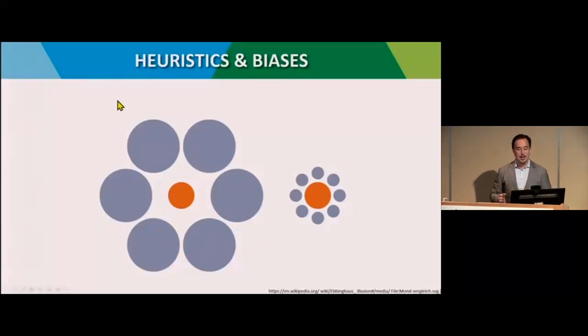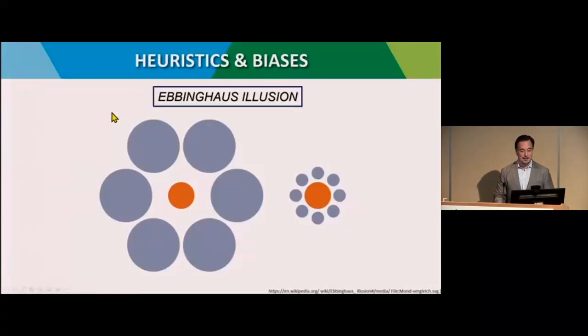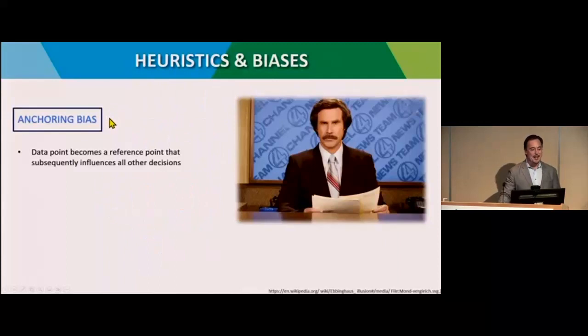If we look at this picture, as you look at it at home on your computer screen, can you tell me which dot is the bigger dot? And the answer is they're both the same size. And this is called the Ebbinghaus illusion. And what it goes on to say is this is an anchoring bias. By anchoring bias, when we have an initial data point, we use that as a reference point that subsequently influences all other decisions.